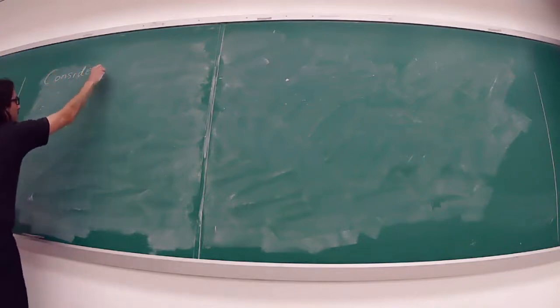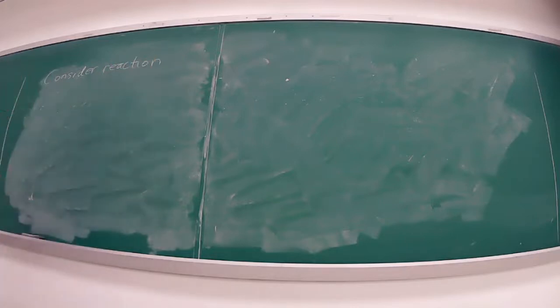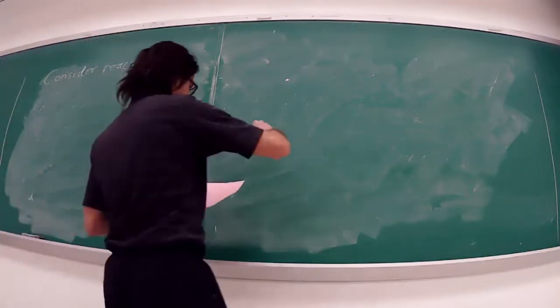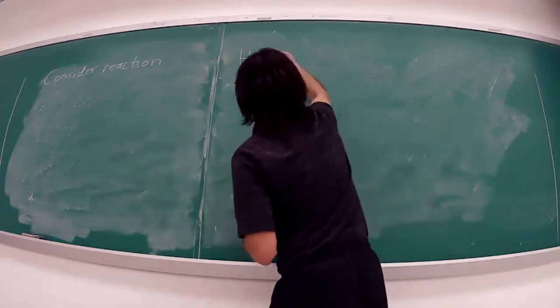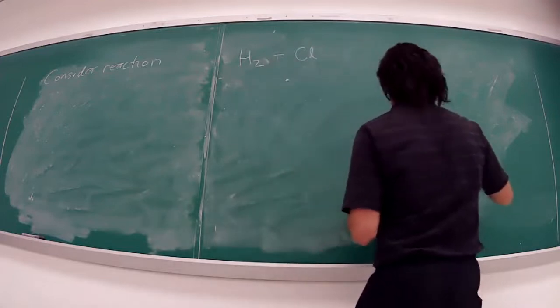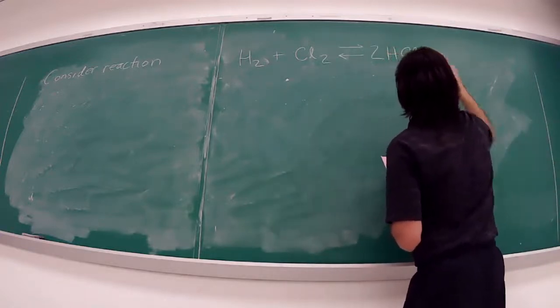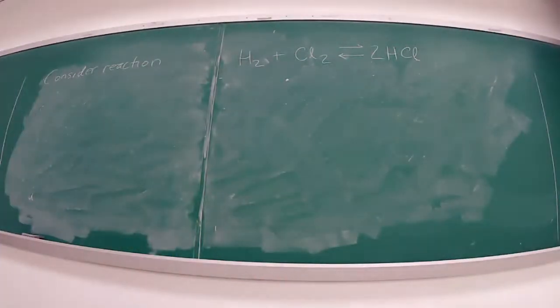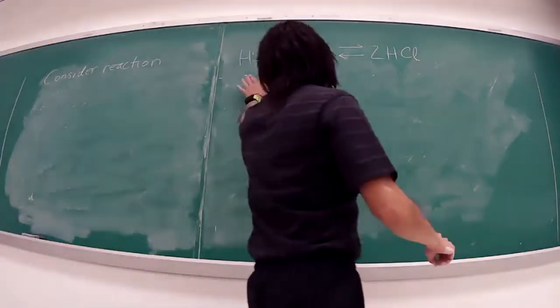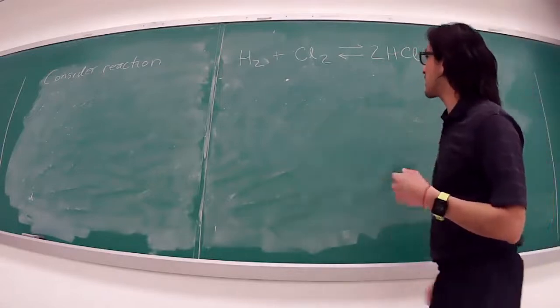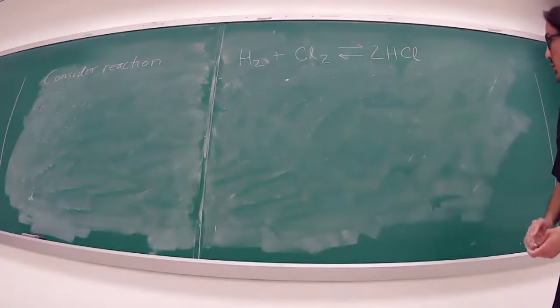And I guess, as I mentioned, they don't have to be chemical. Any reaction holds. So if you look, for example, at this reaction, I guess this is hydrochloric acid. So you get a hydrogen molecule, a chlorine molecule. They react and they can become two molecules of hydrochloric acid.